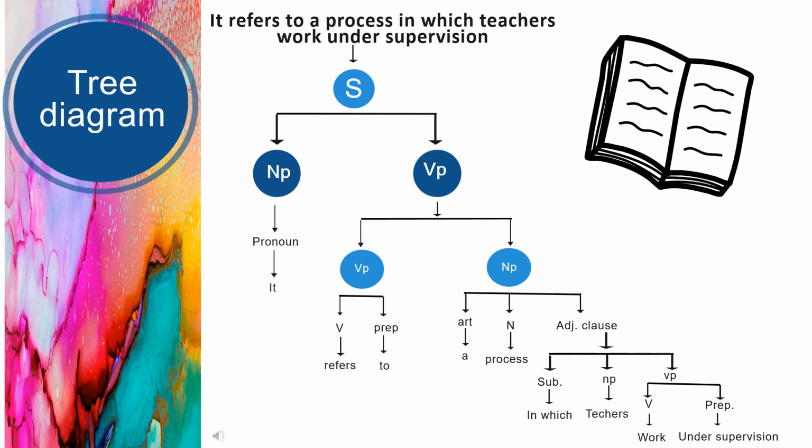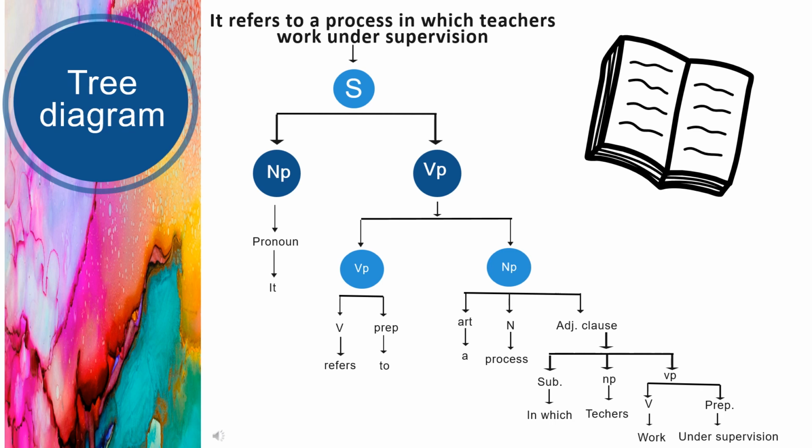Here is an example. We have this sentence: it refers to a process in which teachers work under supervision. First, we have a sentence which stands for S. Then the S here has two arrows: first, the noun phrase and the verb phrase. The noun phrase here is the pronoun, which is it. Then, starting from refers, this is my verb phrase.